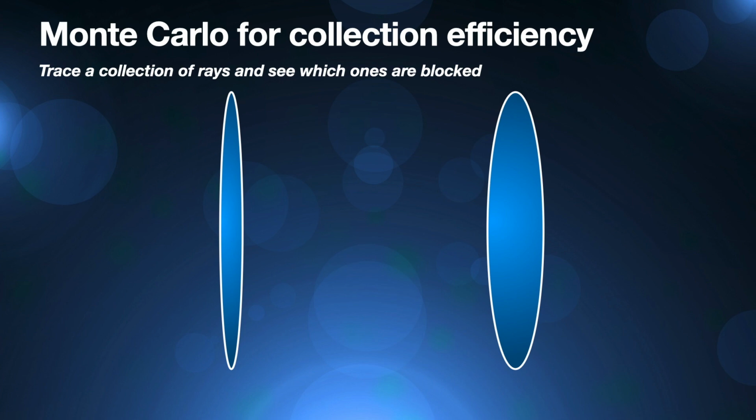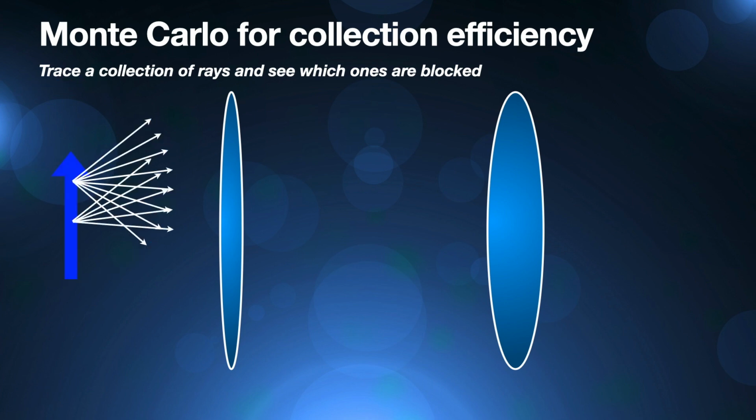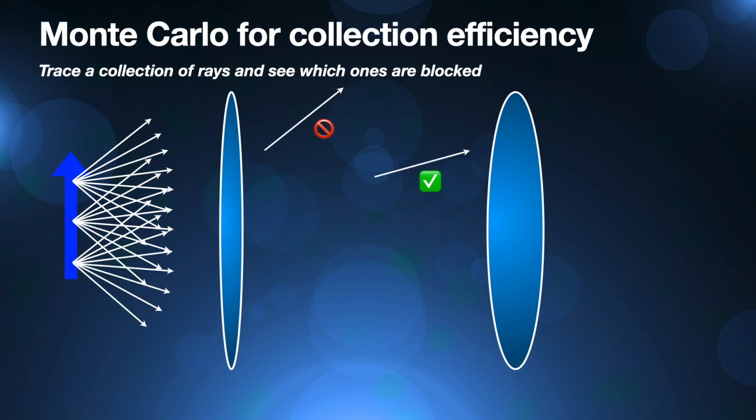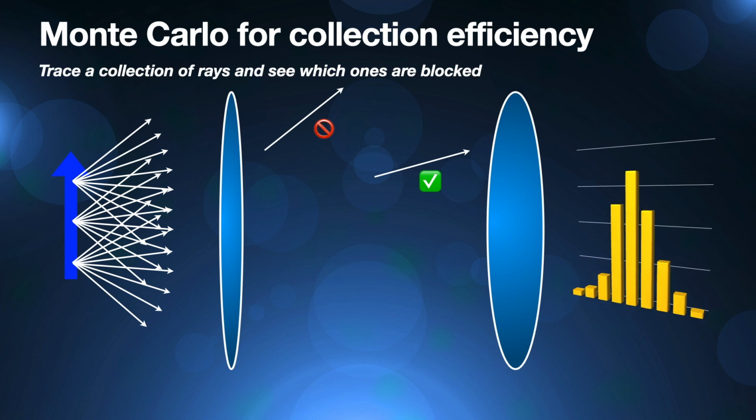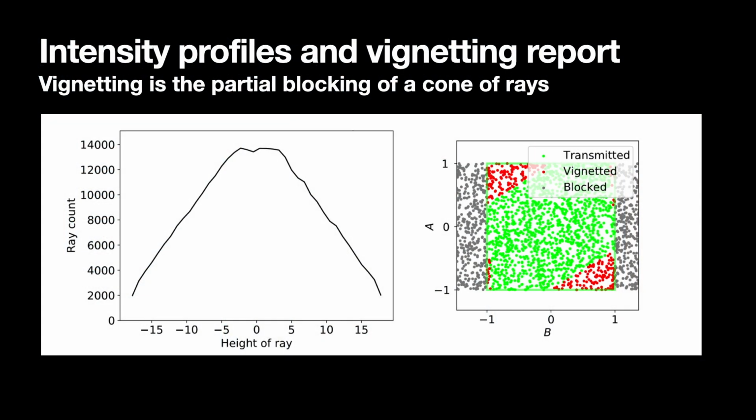We can also do more than that. If we can compute the position of all rays, we can compute the position for a collection of rays. So if we trace a collection of rays and we compute which rays are blocked and which rays are going through our system, then some of them will be blocked, some of them will go through, and we'll be able to compute the statistics as a function of position at the output of our system. So this will give us the intensity profile and also what's called the vignetting report.